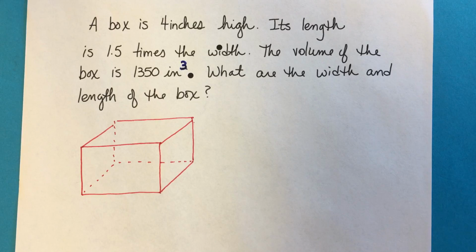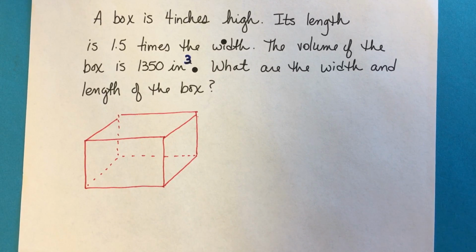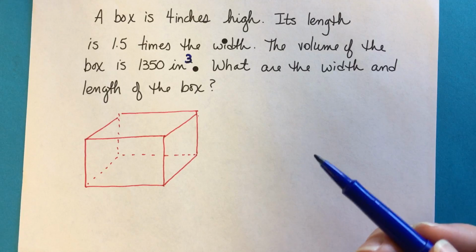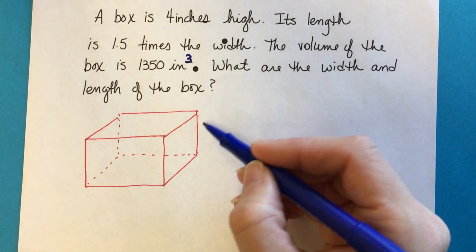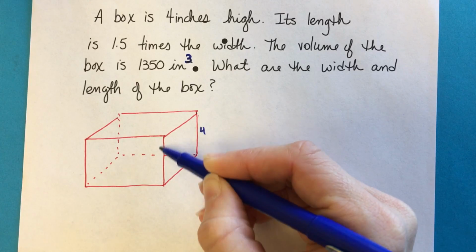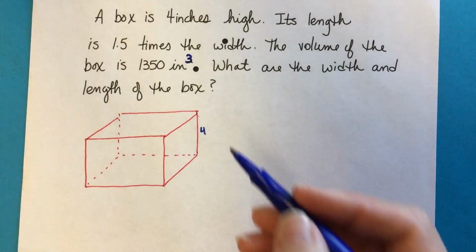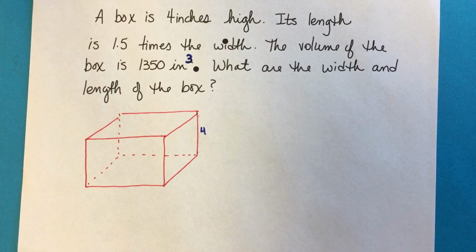Now you're told that the box is 4 inches high. It doesn't matter which of the edges you label, because you've got 4 edges that would represent the height. You've got the edge on the front, this edge on the front, and you've got the one on the back, but I'm just going to label that one there. But all 4 of those edges would be 4 inches.